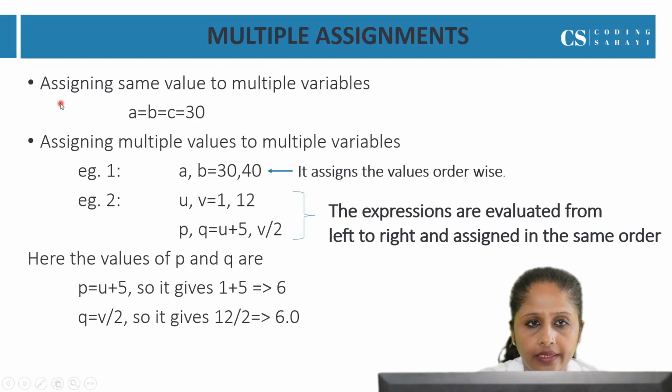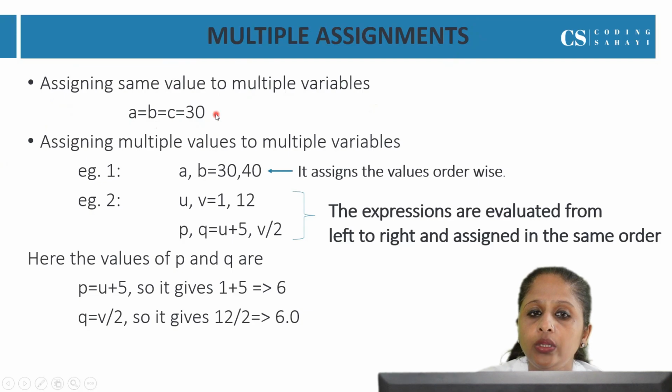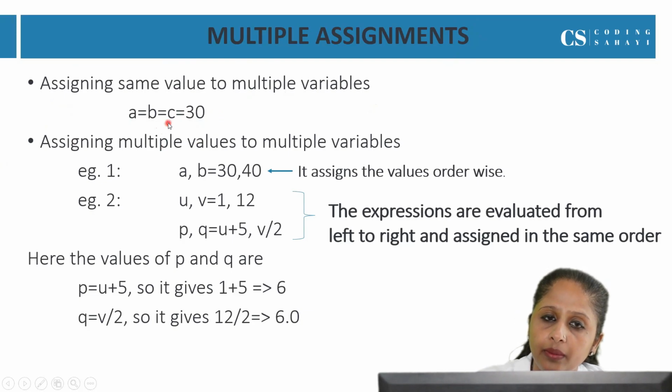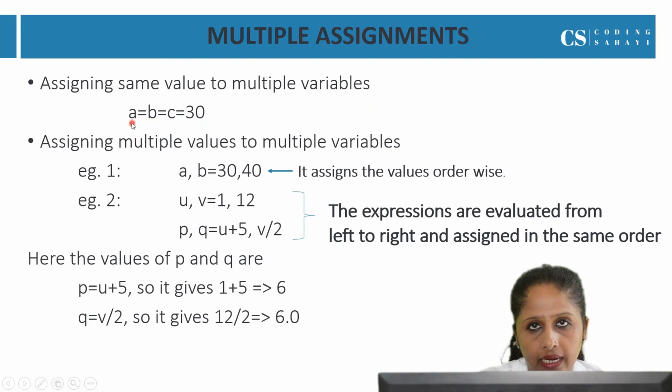So here the first condition, that is assigning the same value to multiple variables. That is the first multiple assignment. You can assign a single value to multiple variables. For example, here I am giving a equal to b equal to c equal to 30. So here the value 30 is assigned to the variables c, b and a. That is, all these three variables have the same value 30.